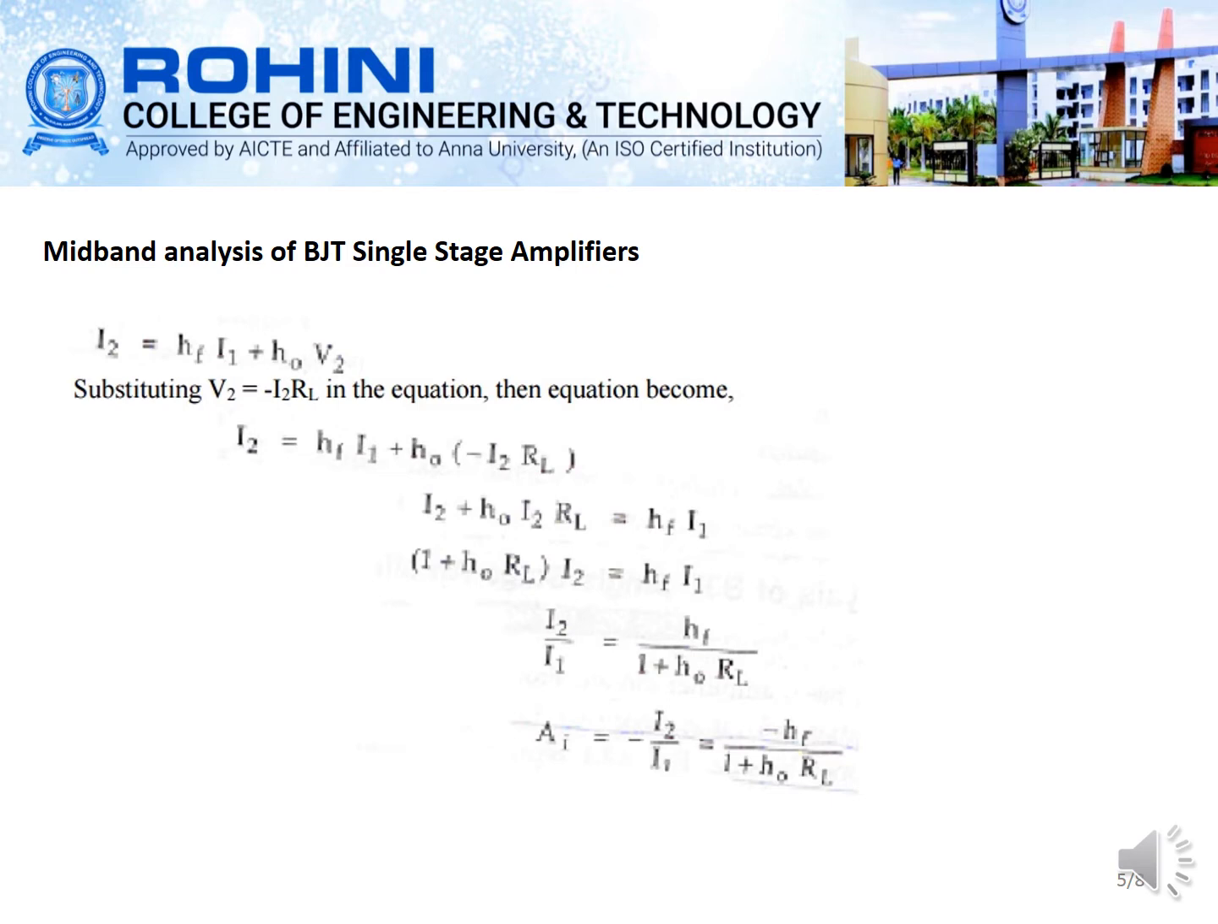we get I2 is equal to HF into I1 plus H0 into V2, where V2 is nothing but minus I2 into RL. So I2 plus H0 into I2 into RL is equal to HF into I1. From this we find the value of I2 divided by I1, which is the current gain. So we get AI is equal to minus HF divided by 1 plus H0 into RL.